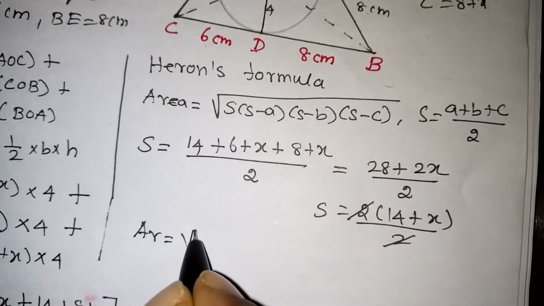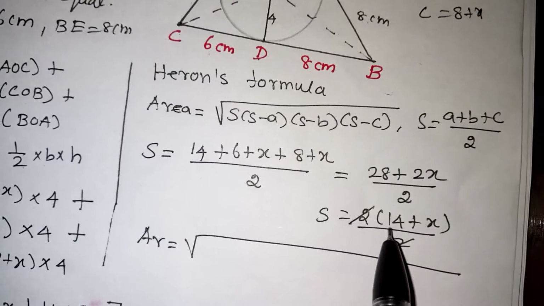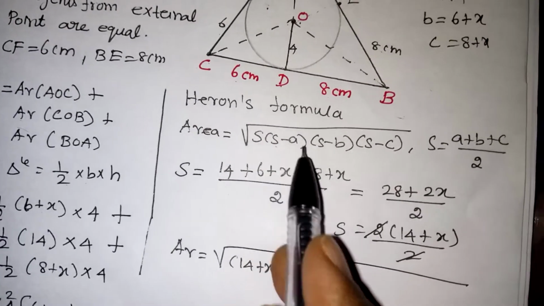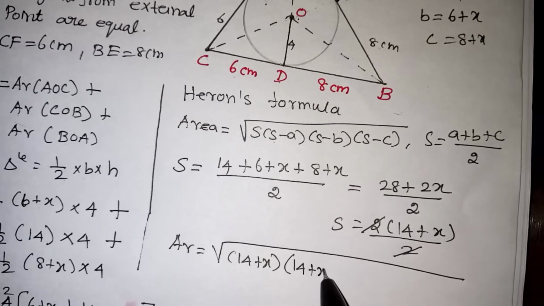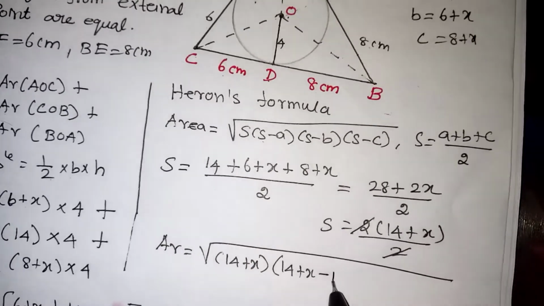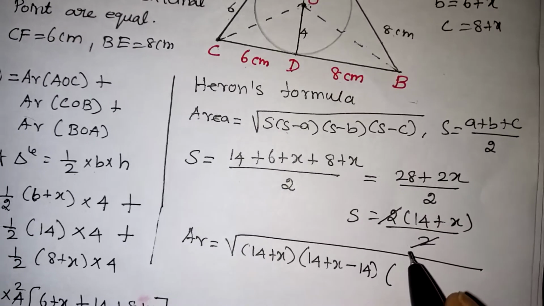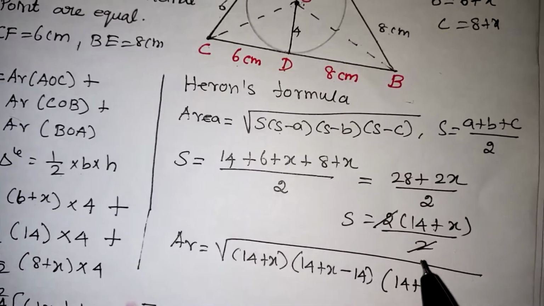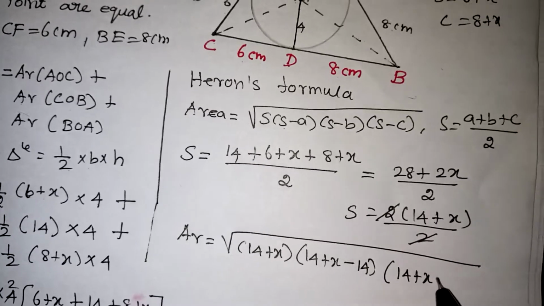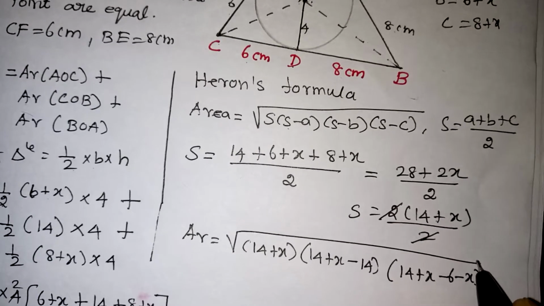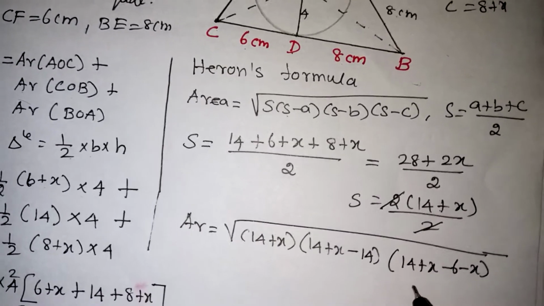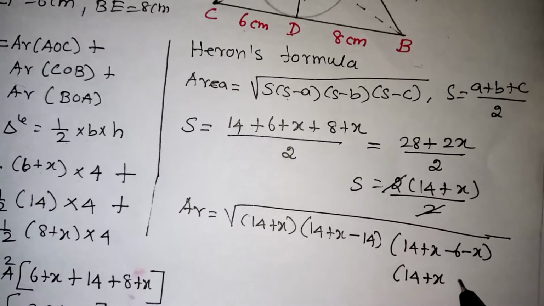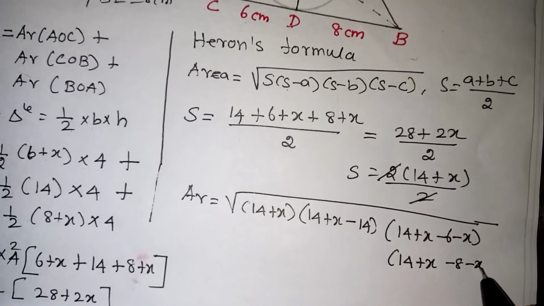Area is equal to root of, first the s value, 14 plus x, and next s minus a, that is 14 plus x minus 14, and s minus b, s value 14 plus x minus b, b is 6 plus x actually, so minus 6 minus x. And the c value also comes inside the root only. S value is 14 plus x minus c, so minus 8 minus x you should write.